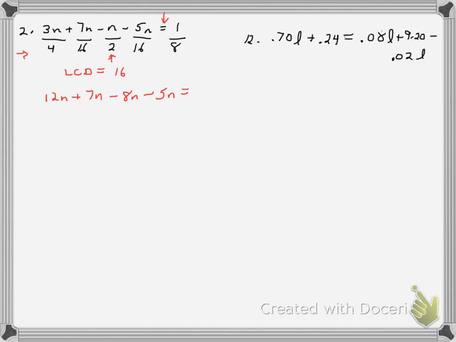And on the other side of the equation, if I multiply 1/8 by 16, 8 goes into 16 2 times. And look how simple that problem became. So now all I have to do is gather like terms. They're all n terms. I'll get 19n minus 13n, or 6n equals 2, and n equals 3.